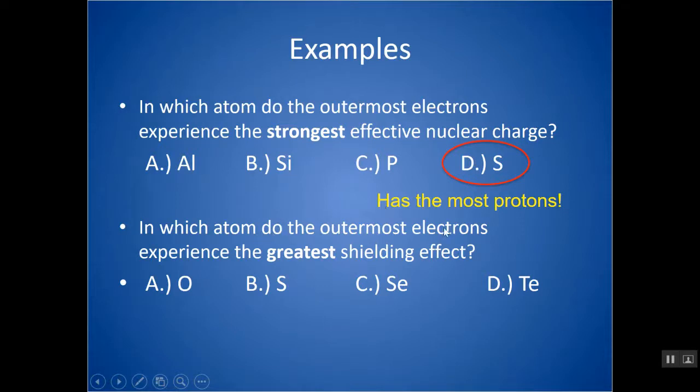In which atom do the outermost electrons experience the greatest shielding? These are all in the same group, but as I go down the group, I have more shielding electrons. If you wanted to, you could write out the electron configuration and figure out how many shells each of these has. Te has the most shells, so it has the most shielding electrons.